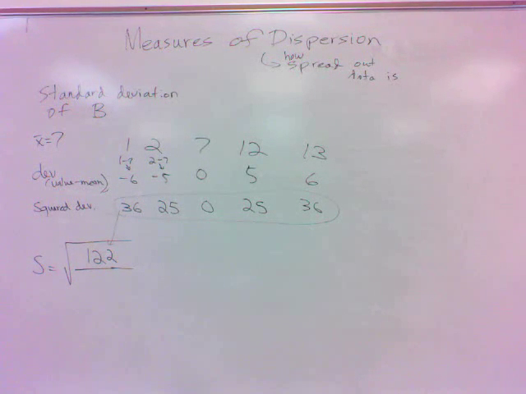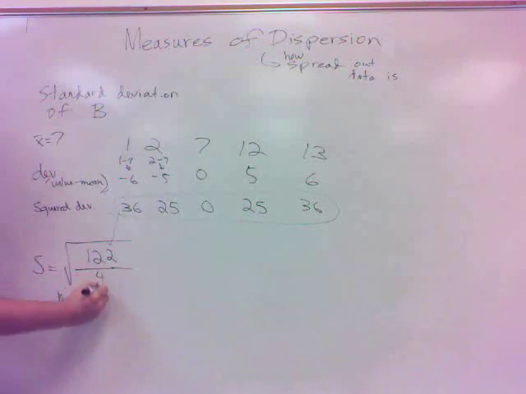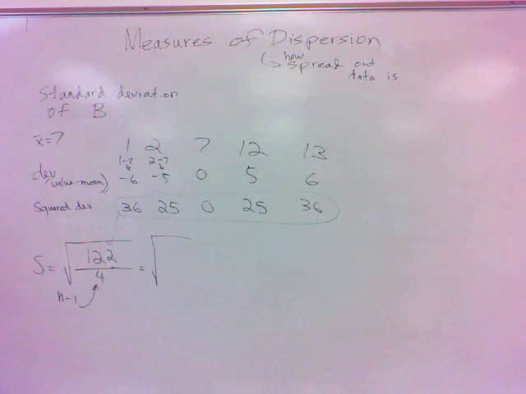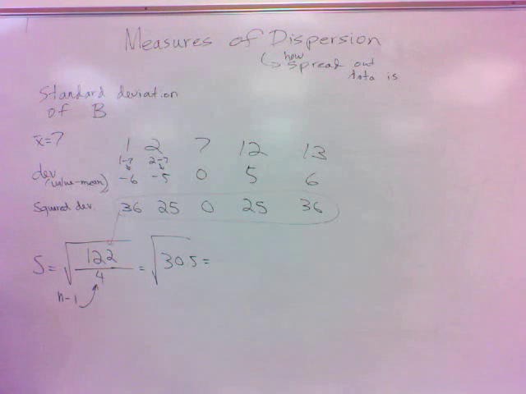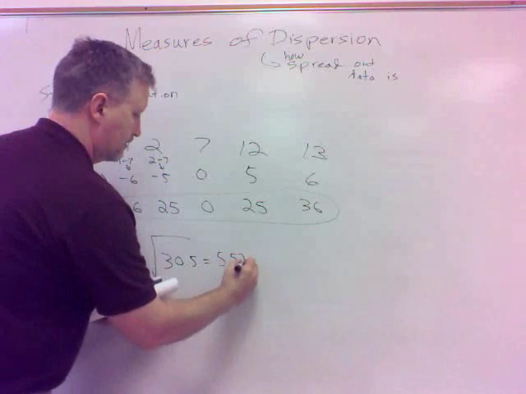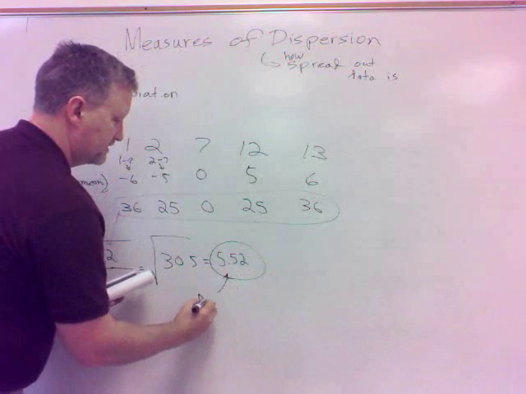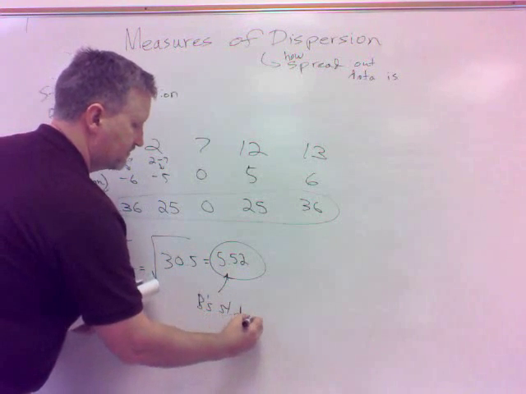All right. Now what's the bottom? On the bottom we do n minus 1. What's n minus 1 here? Well, there's 5 values, so that's n. Minus 1 would be 4. 122 divided by 4? Now that sounds right. I've done this before. Okay. All right. 122 divided by 4 gives me 30.5. So I'll do the square root of 30.5, which gives me 5.52. So B's standard deviation is 5.52.